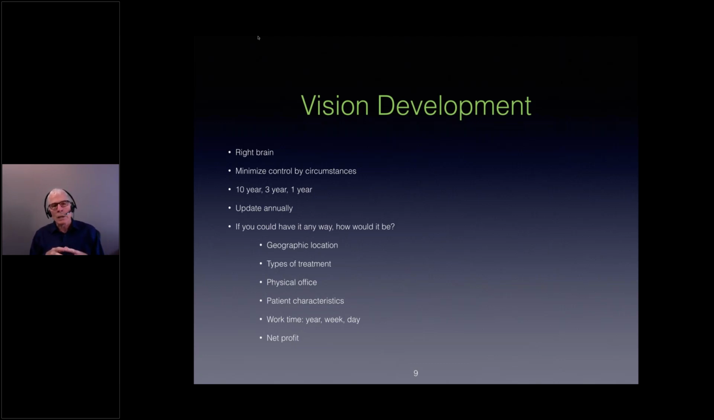Then you can take that net profit figure, divide it by the number of days you're going to work in a year, and you know how much you're going to net per day. And then you can interpolate that and know how much you need to make per hour. If you know what your practice overhead is, you know how much income you have to have per day. And therefore, you know how much you have to produce per day in order to be within that vision statement.